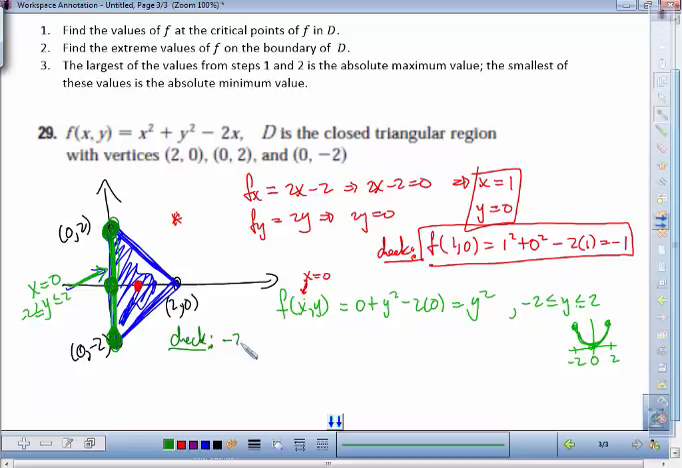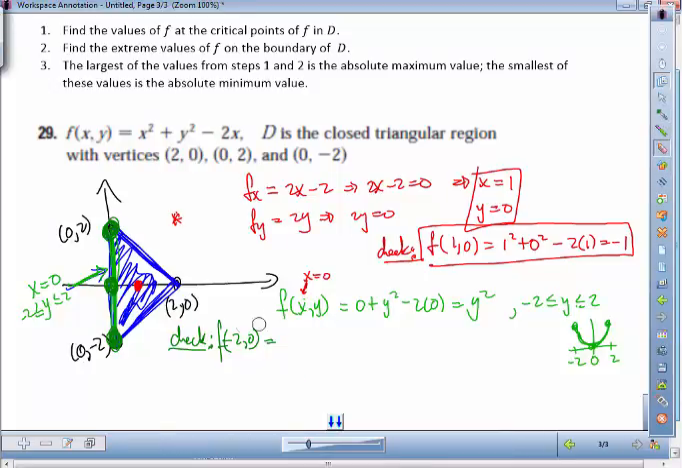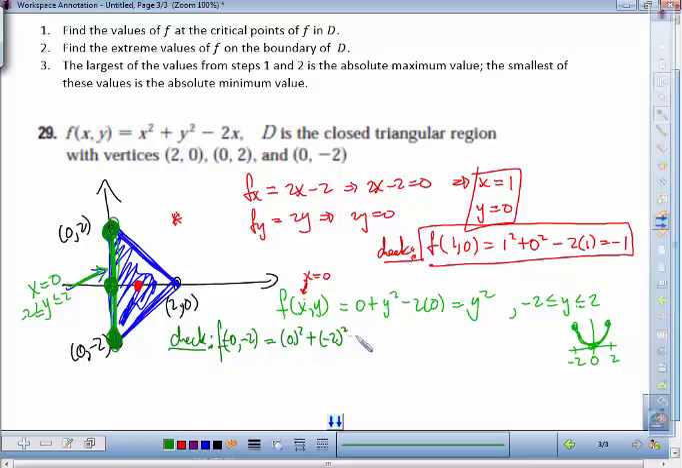Let's check -2, 0. So f of -2, 0. Oops. Sorry about that. So x is equal to 0, y is equal to -2. So this should be (0, -2), and that's going to give me 0 squared plus -2 squared minus 2 times 0, which is +4.